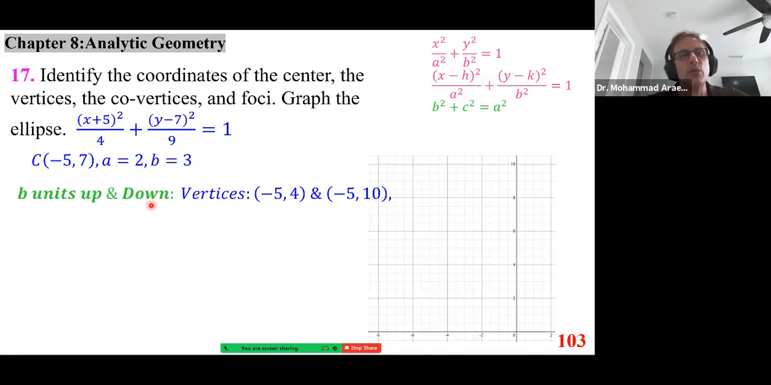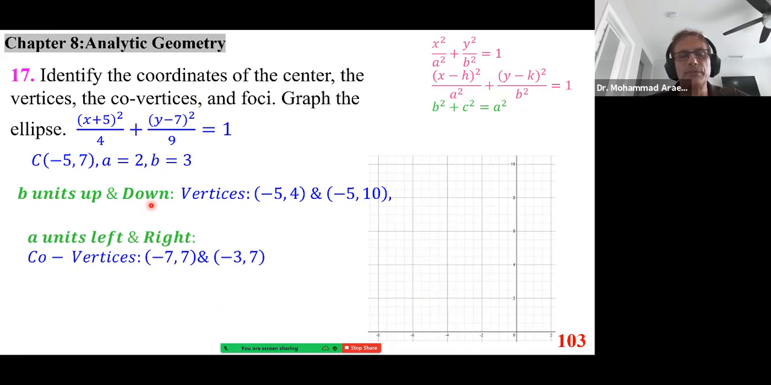So when we have the center minus 5, 7, we go up and down by B units, which happen to be 3 units. So that means you add 3 to 7, you get 10. You subtract from it, you get 4. So those are the vertices. So you write that. And then A units to the right and left. So to the right and left, this negative 5, you add 2 to it and you subtract 2 from it. So you get those.